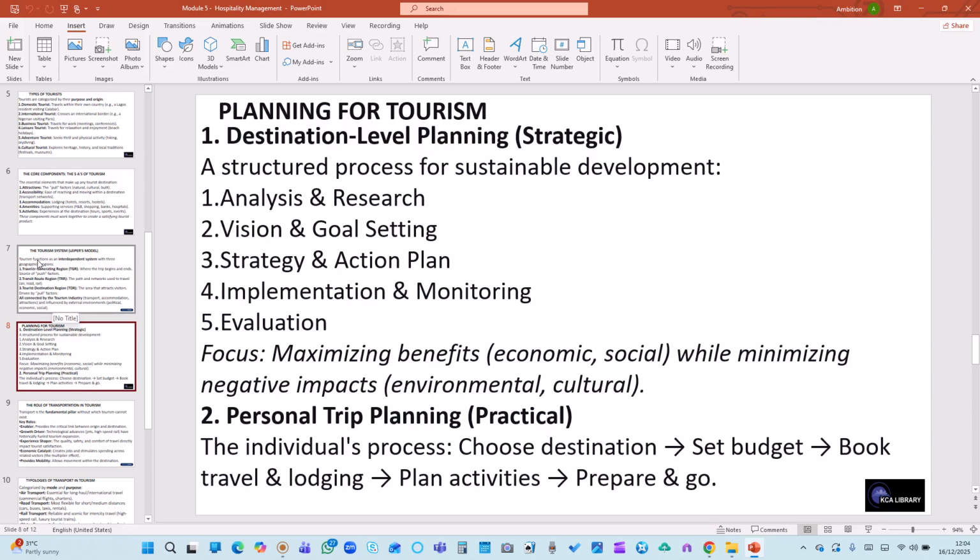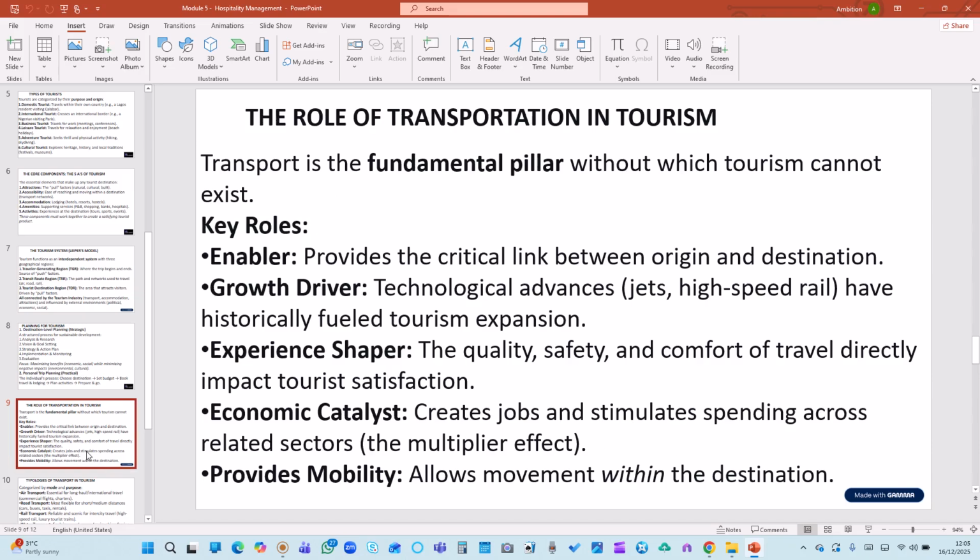Then at the individual level, that is personal trip planning, the individual processes: choose destination, set budget, book the means of transportation and lodging, plan activities, and then prepare and go for the tourism. So these are the planning strategies involved in tourism.